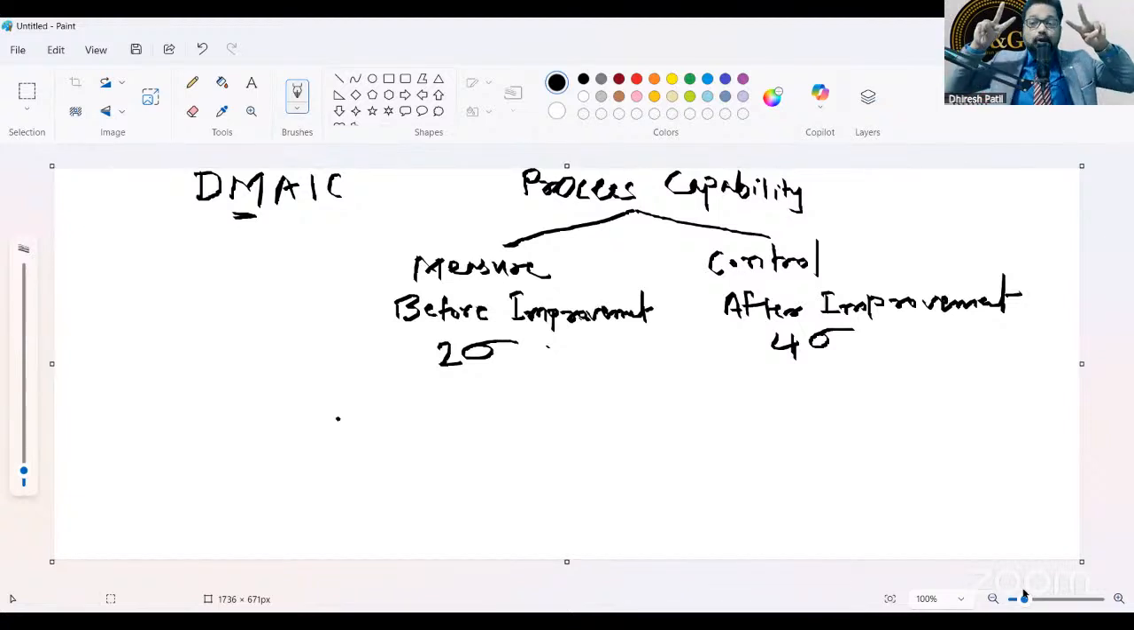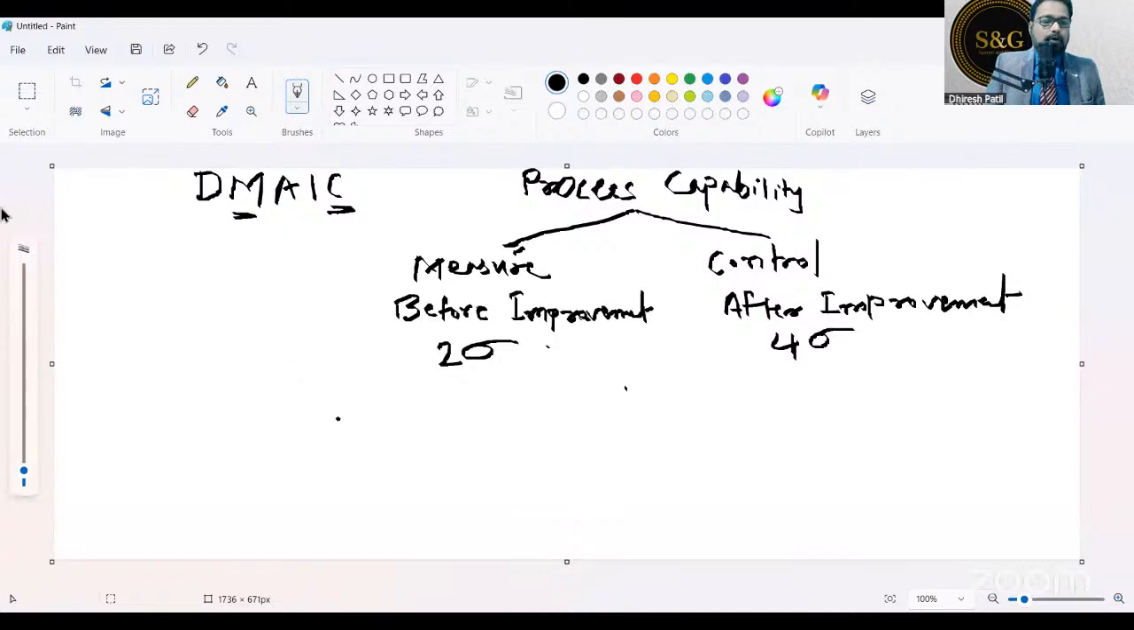So we check it two times in our project. One is in the Measure phase before improvement, and one is after improvement in the Control phase, once the process stabilizes. Exactly. And then we compare whether we have really improved our process capability or not. Clear? Super clear. So in the process capability analysis today, we are going to use the Measure phase and the Control phase.